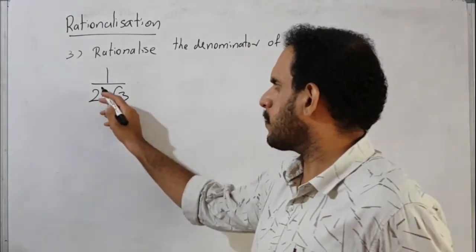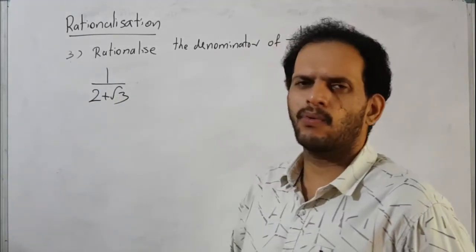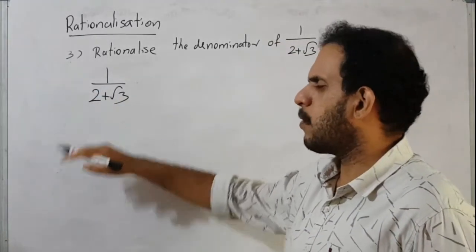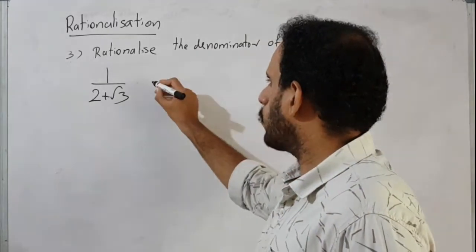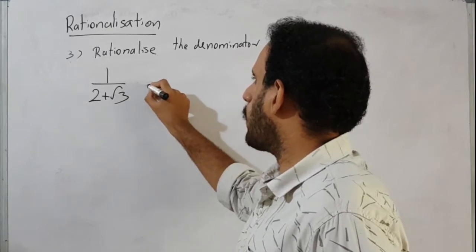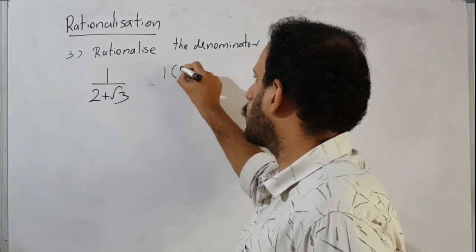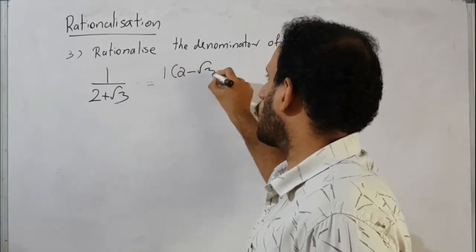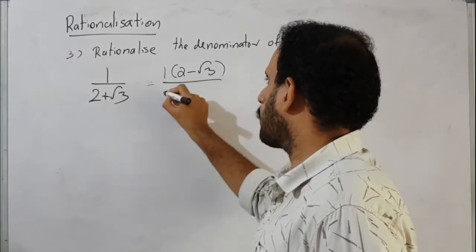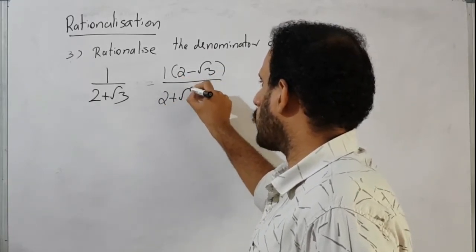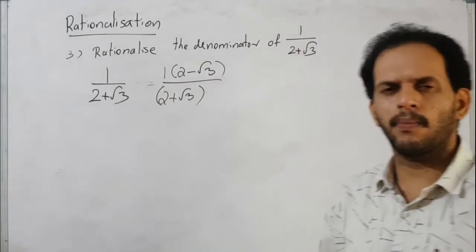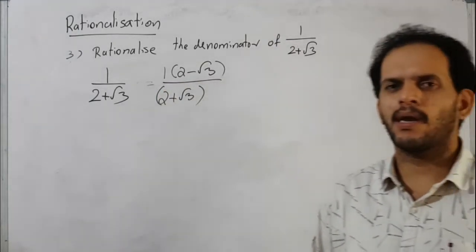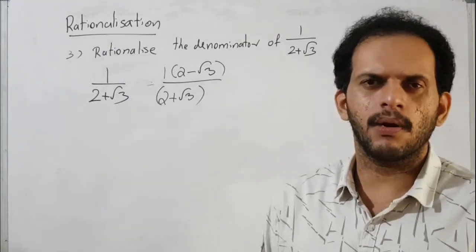The conjugate of 2 plus root 3 is 2 minus root 3. So to convert the denominator in the form of a plus b, multiply both numerator and denominator by 2 minus root 3, the conjugate of 2 plus root 3.